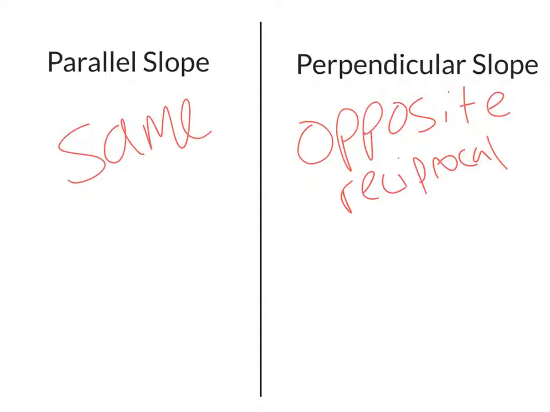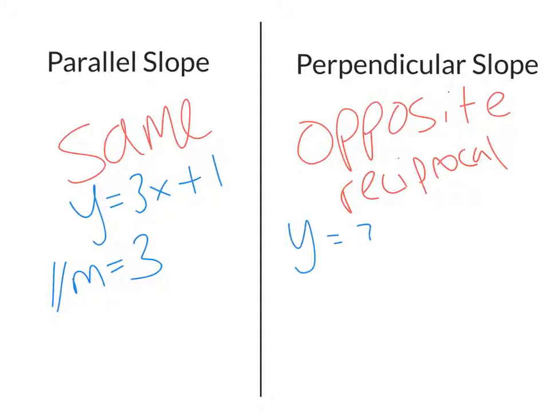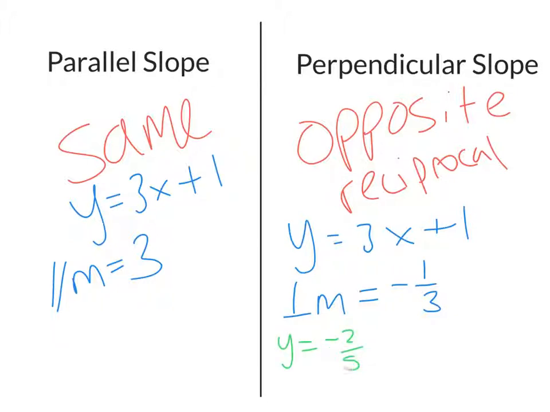If it's the same slope, like say if I had y equals 3x plus 1, well, my slope would be 3, right? That would be my parallel slope. My parallel slope is the same. Now, for perpendicular, let's take the same equation. My perpendicular slope would be the opposite reciprocal, meaning the opposite sign, so negative, and then the reciprocal of 3, which is 1 over 3. Okay? If I had y equals negative 2/5 x plus 7, my perpendicular slope would be positive 5 over 2. Flip it and negate it is what you'll often hear.